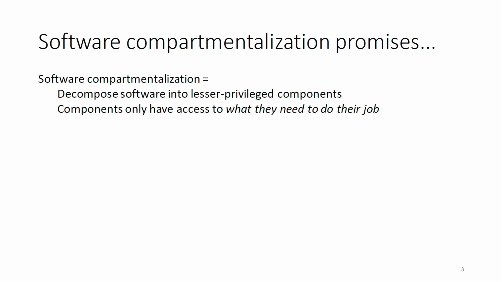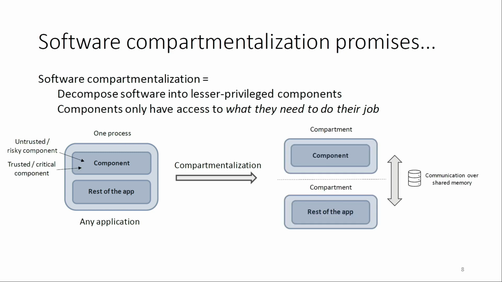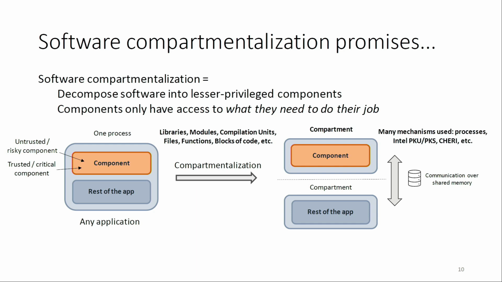so let me illustrate that. Let's say we have an application that might be pre-existing or being developed. What compartmentalization does is identifying a particular component that may be untrusted or risky or trusted and critical, and separating it automatically or semi-automatically. Since the components are generally not fully self-standing, they continue communicating over messages or shared memory. The granularity of components can be very variable, ranging from libraries to blocks of code. Notice that I'm talking about compartments here, not processes, as the isolation technology too is very variable.